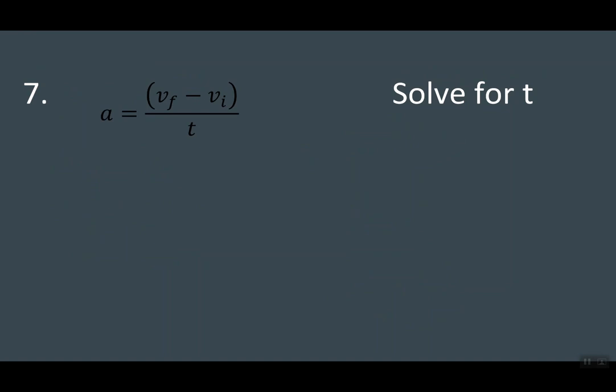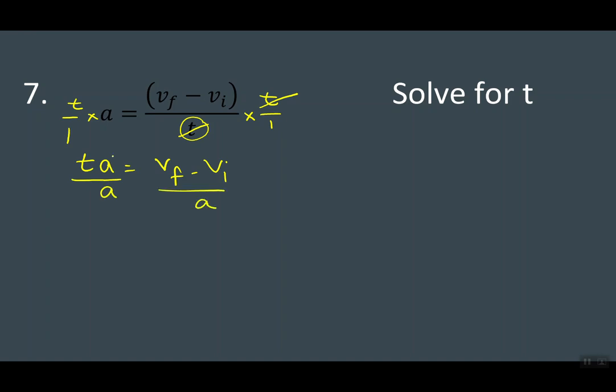Okay, let's try another one. We're going to solve for t. I have parentheses, a equals vf minus vi over t. I don't need to worry about anything in parentheses because I'm solving for t, and that's outside of the parentheses. I'm going to multiply both sides by t so that I can get it out of the denominator. So now I have t times a equals vf minus vi. And I'm solving for t, so last step, divide both sides by a.